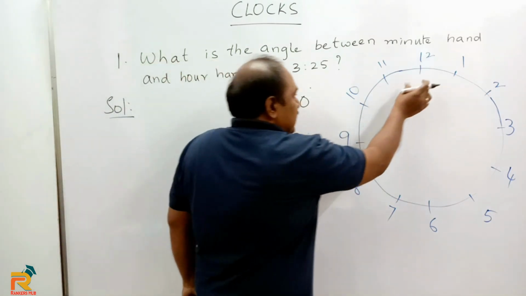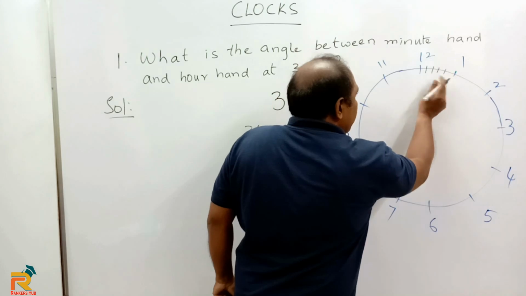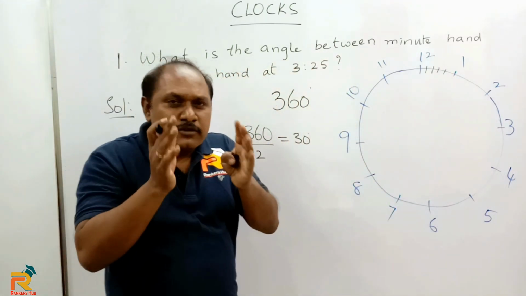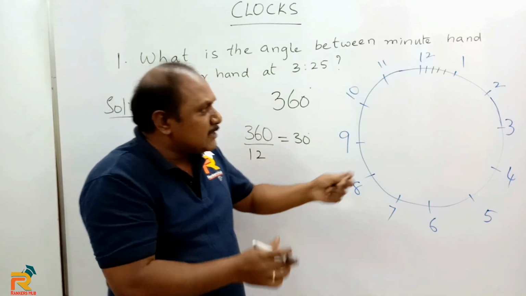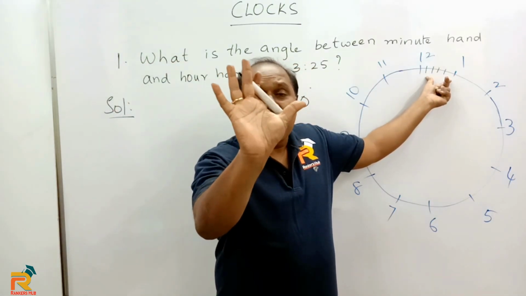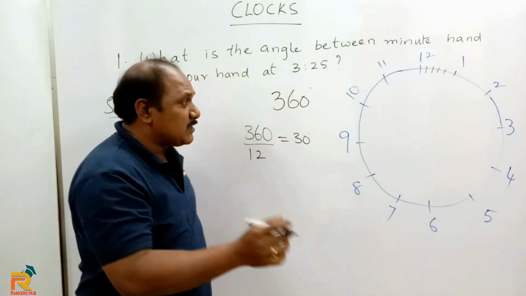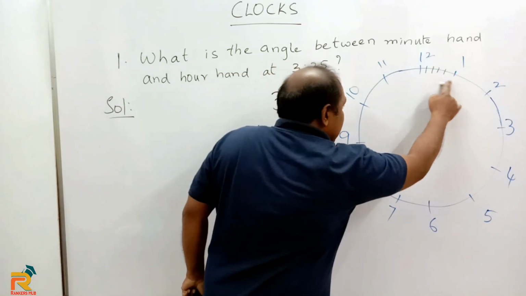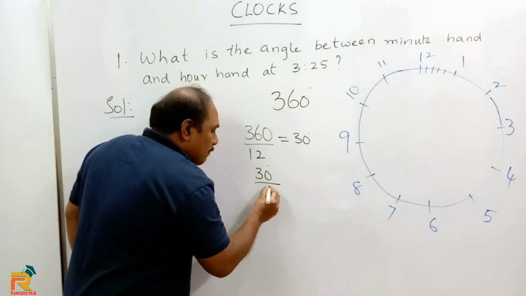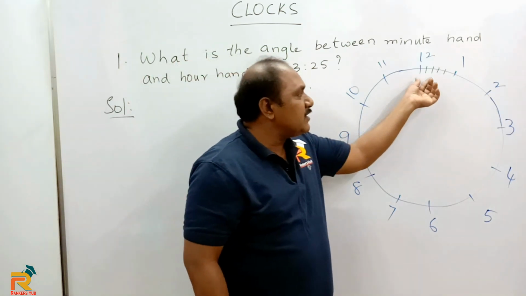Now this each hour space is once again divided into 5 minute spaces. Generally you might have observed in a watch, every hour space will have 5 minute spaces in between. Now what is the angle in each minute space? Total this angle is 30 degrees which you are dividing into 5 equal parts. So definitely each part will have an angle of 6 degrees.